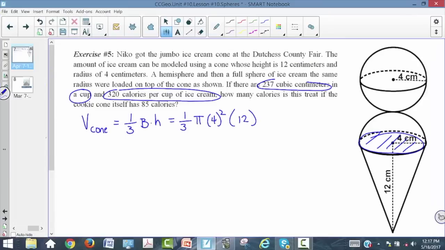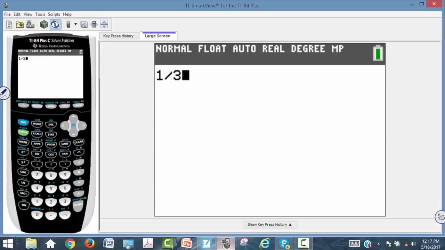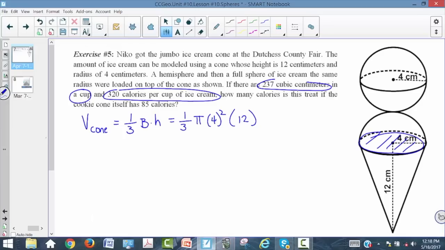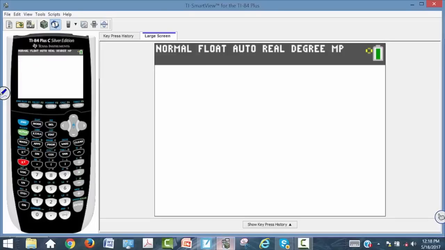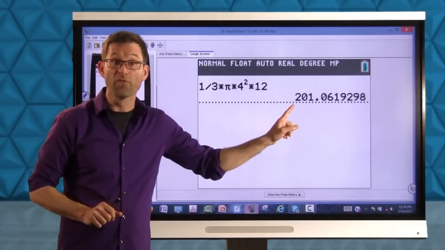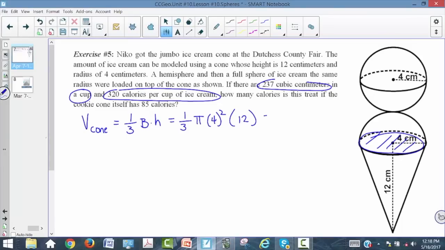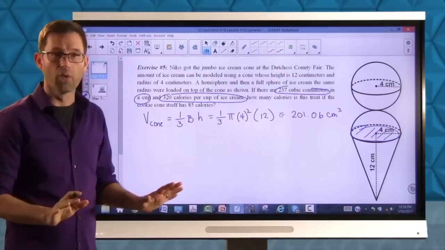Let's get that answer. So clear this out. 1/3 times pi times 4 squared times 12. All right, what do we have? We've got a total volume of ice cream just in the cone of 201.06. We'll just take 2 decimal places. 201.06 cubic centimeters. All right, so that's the volume of the cone.